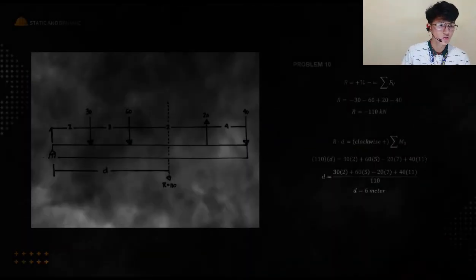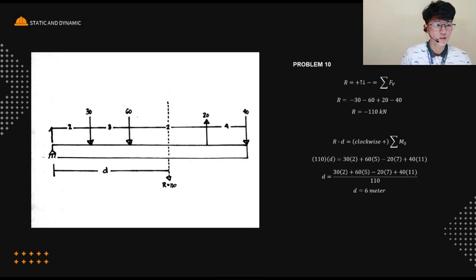So, for our solution, for our problem 10, ang una natin kukunin is yung resultant. So, using the formula, R equals the summation of force vertical. Dahil lahat naman nating force is vertical. So, positive pag pataas and negative pag pababa. So, R equals negative 30 dahil pababa yung negative 30. And then minus 60 dahil pababa ulit. Plus 20 positive dahil pataas, and negative 40. So, ang makukuha natin resultant is negative 110 kN.